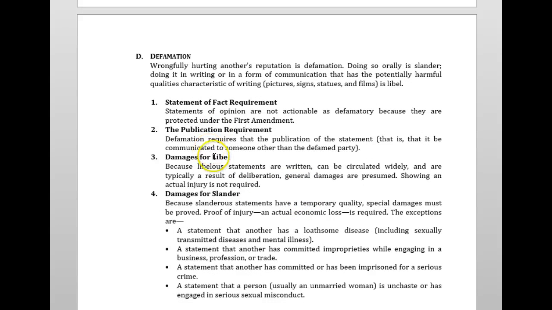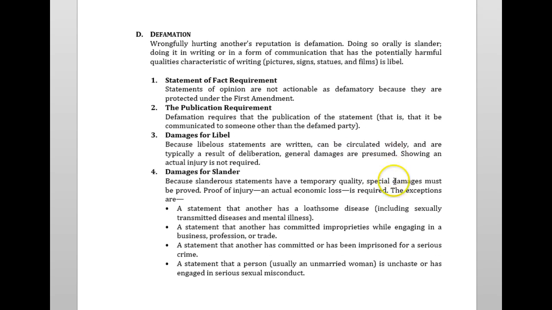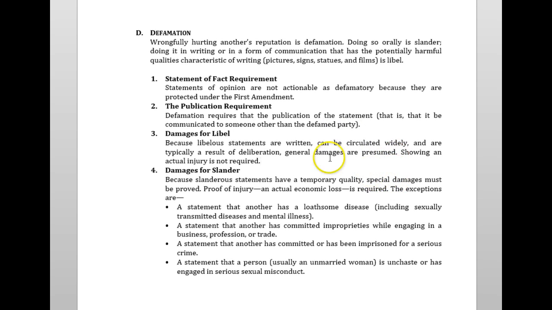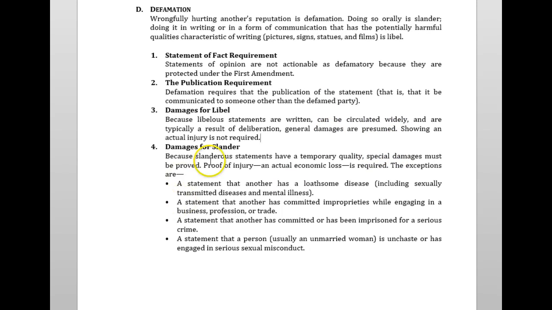And because libel is written and can be circulated, it's fairly obvious, okay? So your general damages are presumed, and showing an actual injury is not required because it's in writing and it is available. The evidence is concrete. Whereas for slander, this is temporary in quality. It has to have proof, such as proof of injury. What was the actual economic loss?